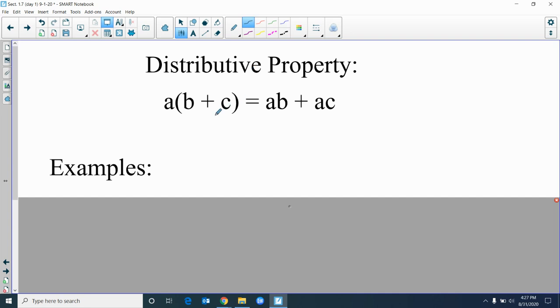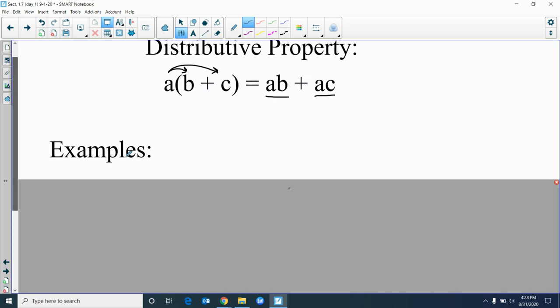Okay. Now this leads us to the distributive property. If you have a constant or a term on the outside, it can distribute to anything that's on the inside. So when I distribute a, I get a times b. When I distribute the a to the c, I multiply it. And you have to add, whatever that sign is, you have to add between there.